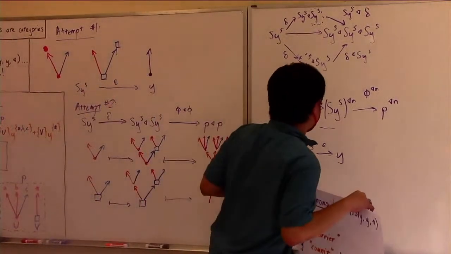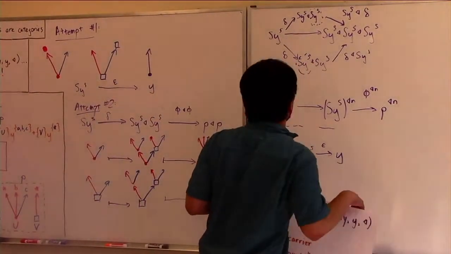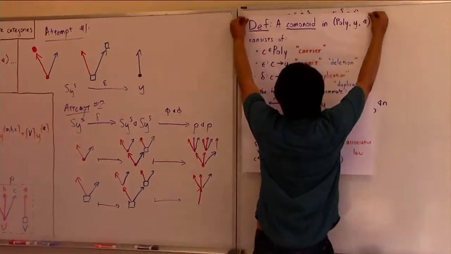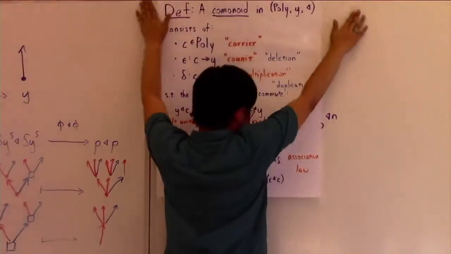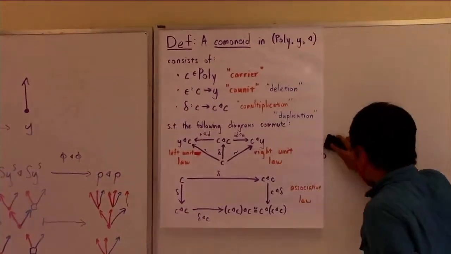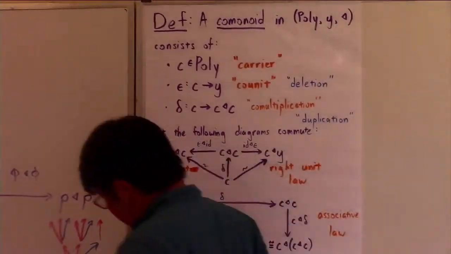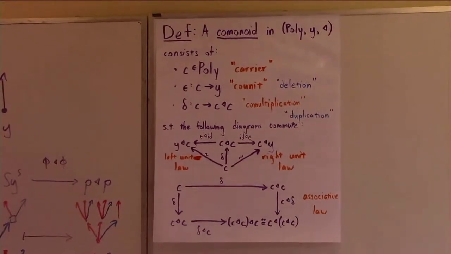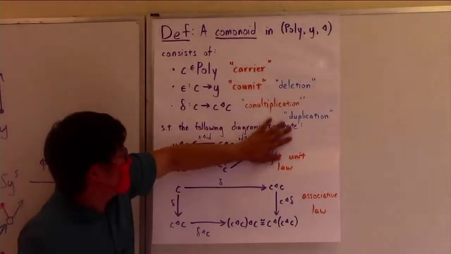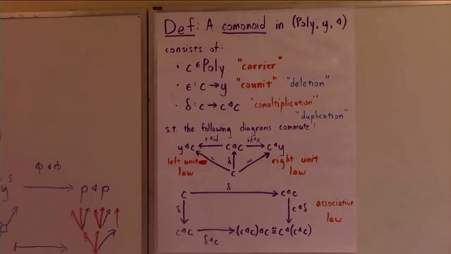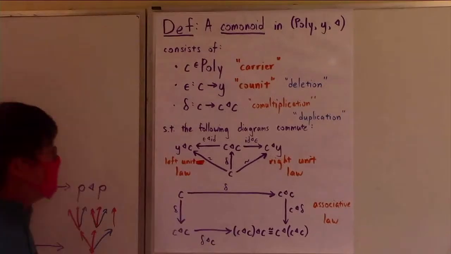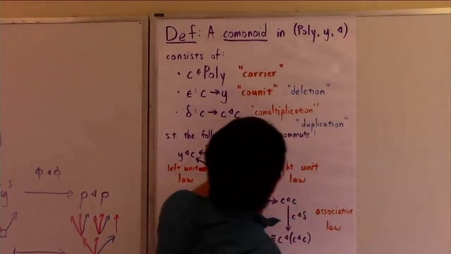And in fact, the compatible way we're going to want to do this, I'm just going to put this up here, is encapsulated by this definition of a comonoid in our category. Now, comonoids can be defined in any monoidal category, but I'm specifically going to tell you what it means in poly here.